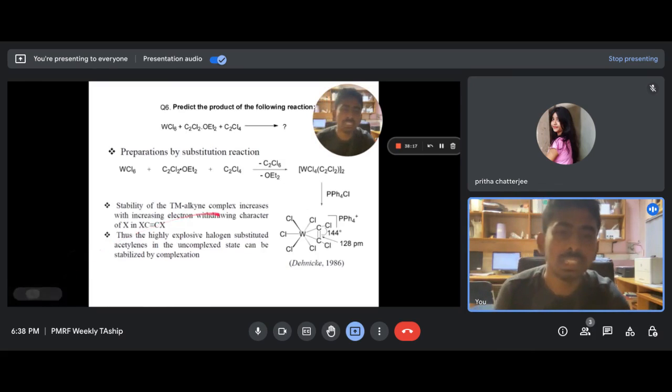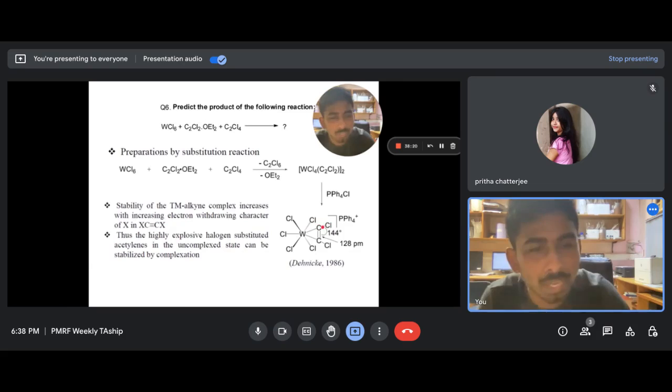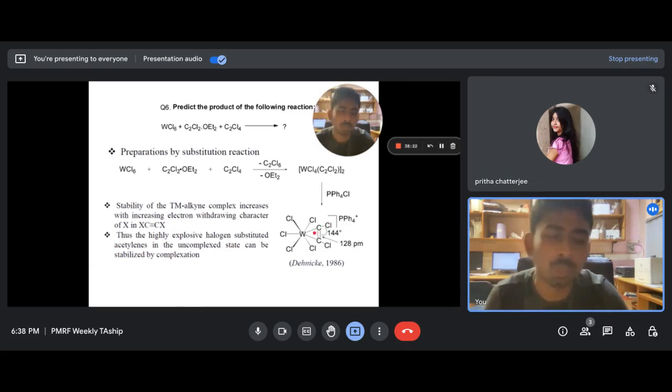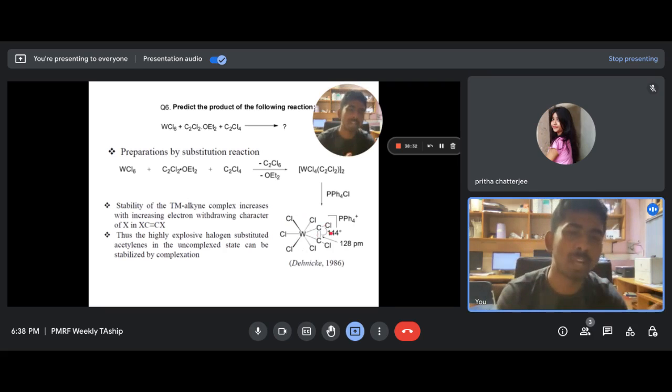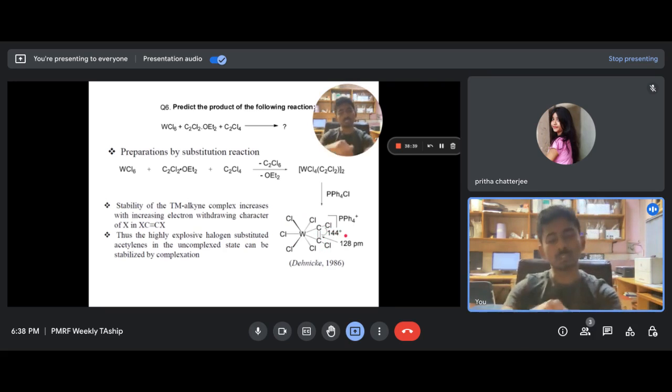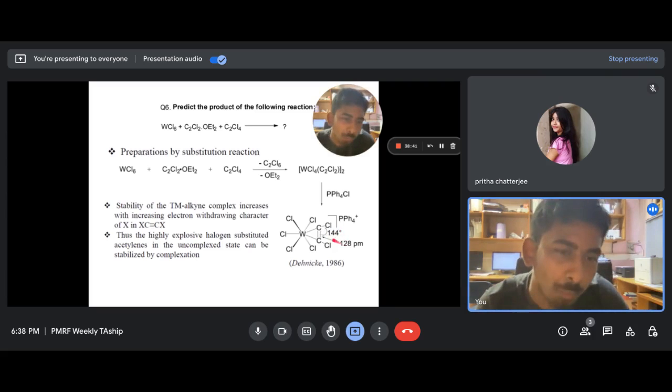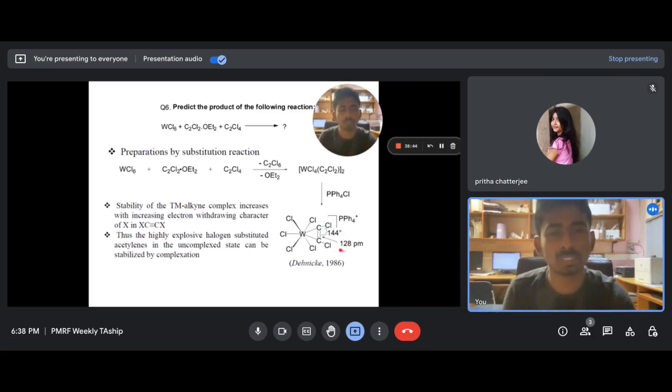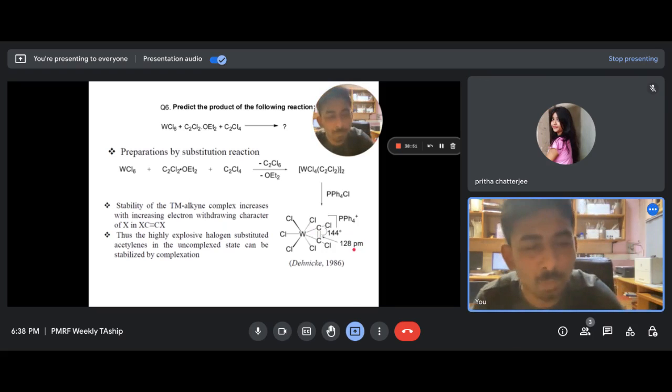In this example, you will see that 2 chlorine atoms are tilted backwards, because they are not able to tolerate the steric repulsion from this large tungsten system, the WCl5 system. So these Cl atoms are dragged backwards from the acetylenic moiety. That's why the angle is 144 degrees, very small compared to 180 degrees. Also, the bond order of this C-C is dropped because there is electron flow from this C-C triple bond to the tungsten center, and the bond length is 128 picometers.